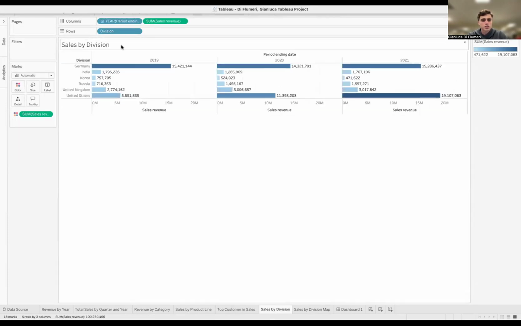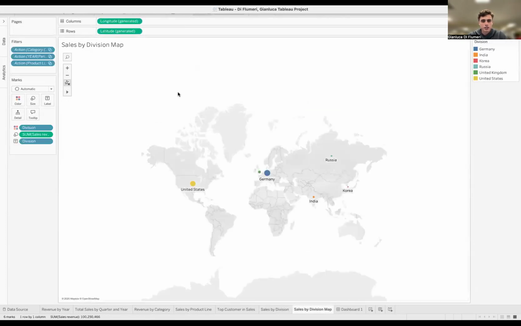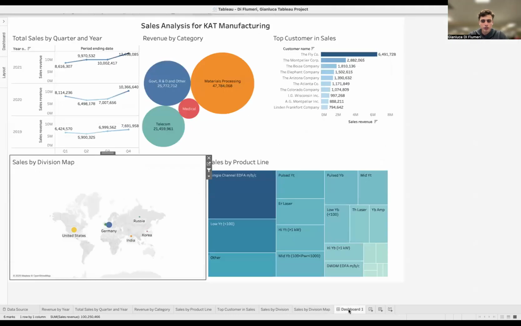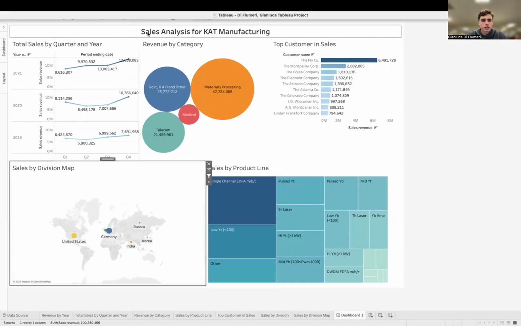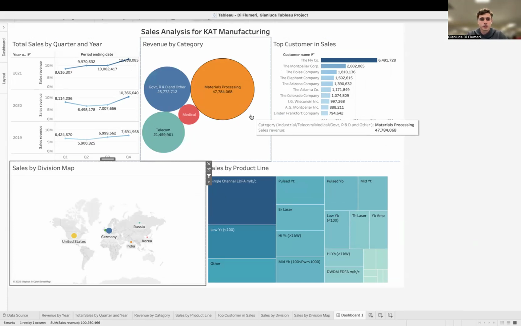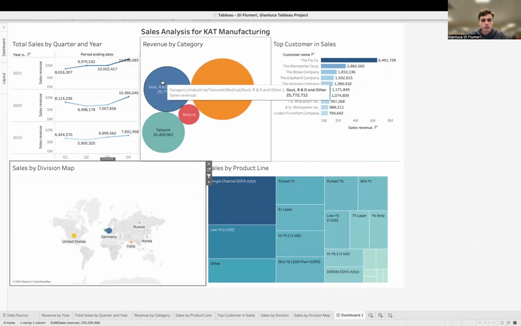We see the sales by division in 3 years. We can see the sales by division map. Some countries that stand out are the United States, the United Kingdom, Germany, Russia, India, and Korea. So let's explain more about the dashboard. This interactive dashboard shows the sales analysis for Cat Manufacturing. So all these sheets that I explained earlier are being demonstrated here.